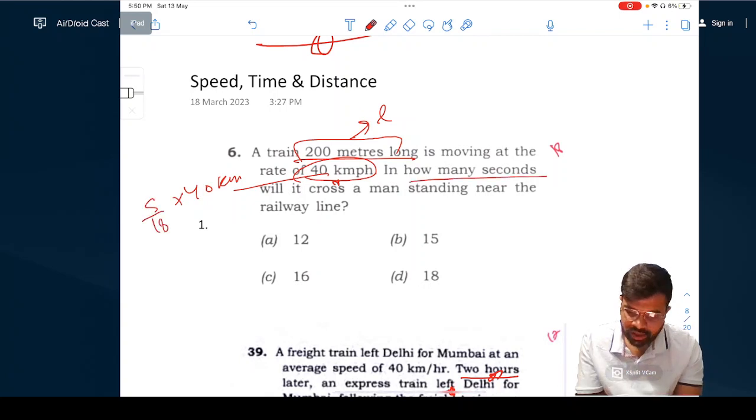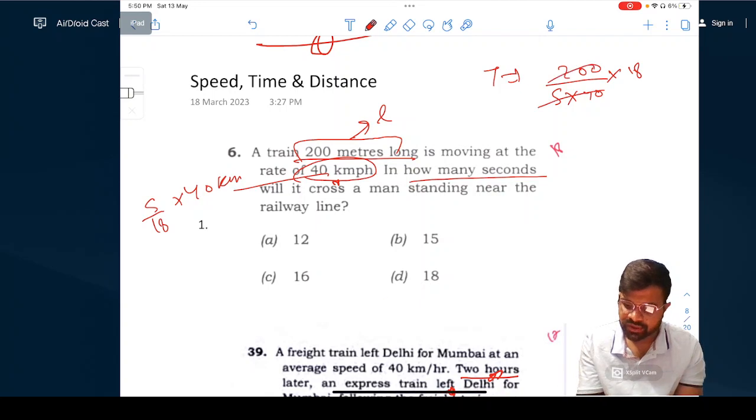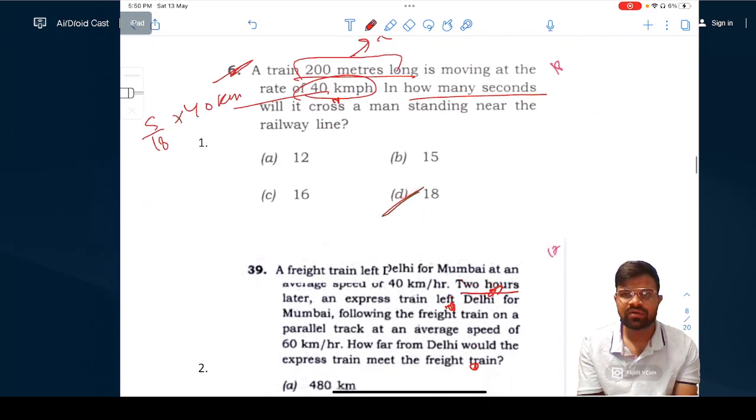How many seconds? Time means distance upon speed. Distance upon speed means 200 upon 5 into 40 into 18. Okay, 5 4s are 200, so 18 seconds. Very simple calculations. First question very easy.